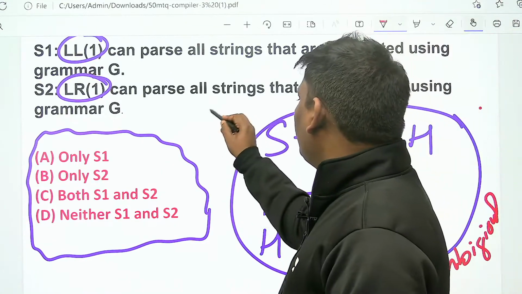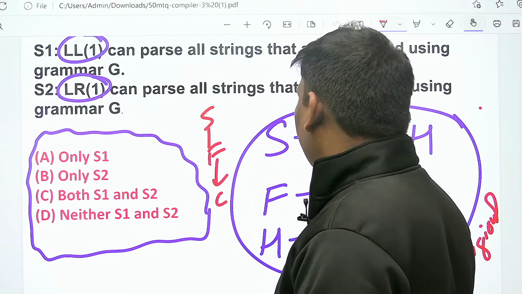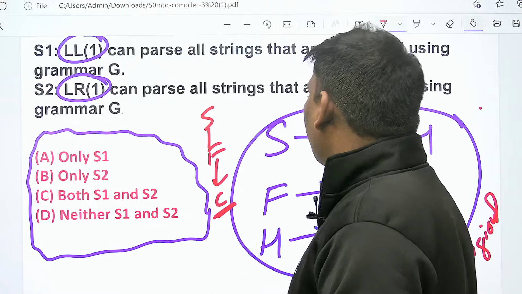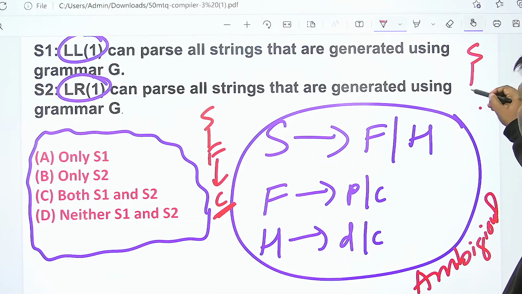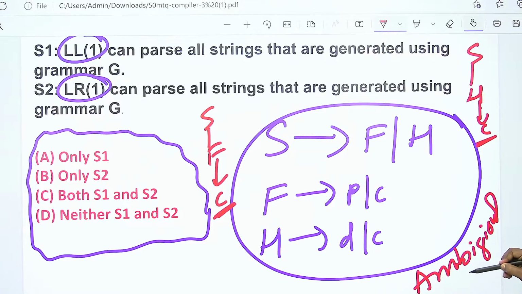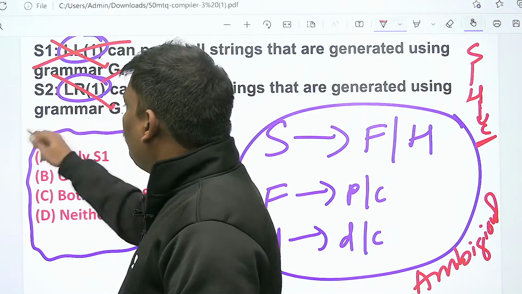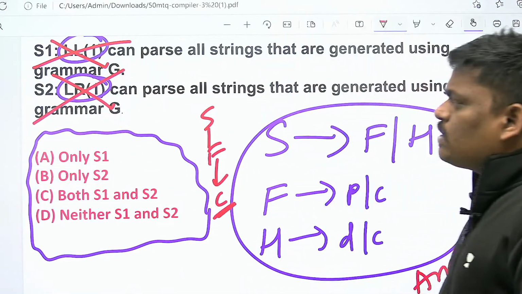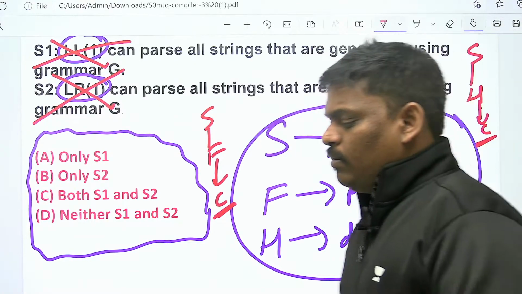See this one. S goes to F, F goes to C. So to generate C, that is one parse tree. One more parse tree: S goes to H, H goes to C. To generate C, there are two parse trees. So it is an ambiguous grammar. An ambiguous grammar can never be LL1. An ambiguous grammar can never be LR1.